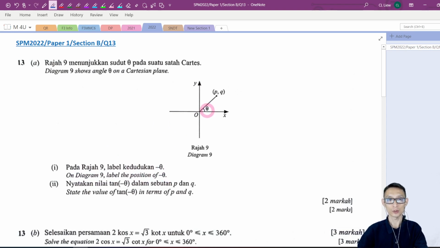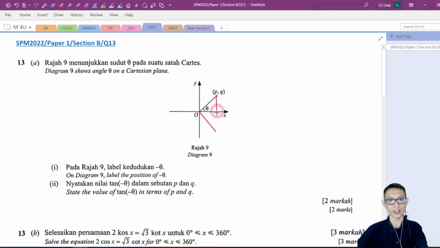So theta goes this way, anti-clockwise, and negative theta goes clockwise. So start from here. What do we need to do? Just do a reflection. And the axis of reflection will be the x-axis. This one reflected in the x-axis will go down like this.